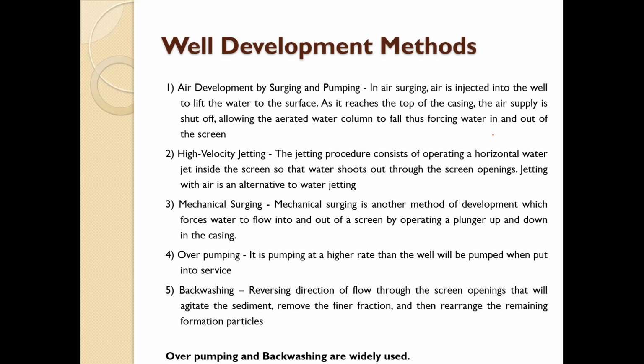The jetting procedure consists of operating horizontal water jets inside the screen so that the water shoots out through the screen openings. Jetting with air is an alternative to water jetting. Then mechanical surging. Mechanical surging is another method of development which forces the water to flow into or out of the screen by operating a plunger up and down in the casing.